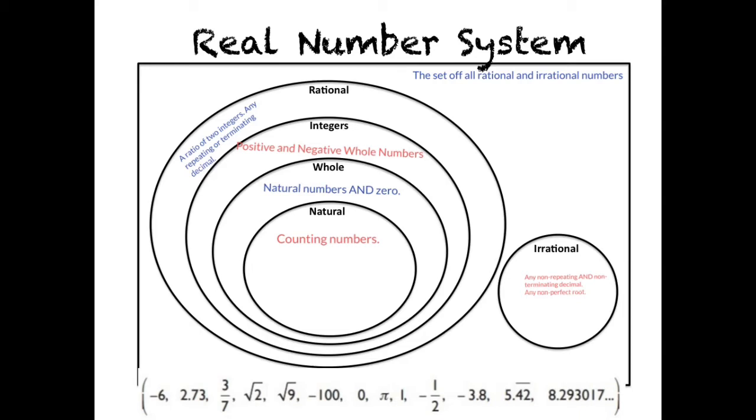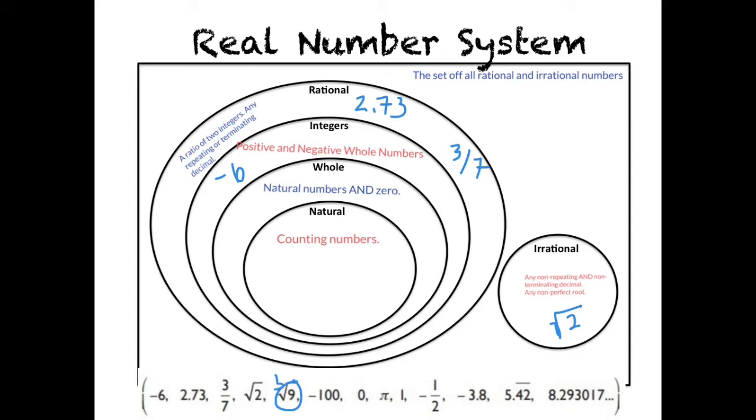Okay, so -6 would belong as an integer because it is a negative whole number. 2.73 is a rational number because it is a terminating decimal. 3/7 is also a rational number because it is a ratio of two integers. The square root of 2 is irrational because it is a non-perfect square. The square root of 9, however, is actually the value of 3. So the square root of 9 is 3.